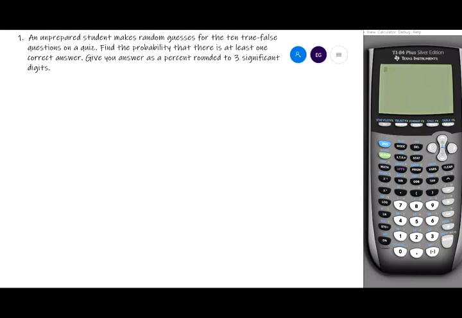Okay, an unprepared student makes random guesses for the 10 true-false questions on a quiz. Find the probability that there is at least one correct answer. And express your answer as a percent rounded to 3 significant digits. Okay, so let's think about this.